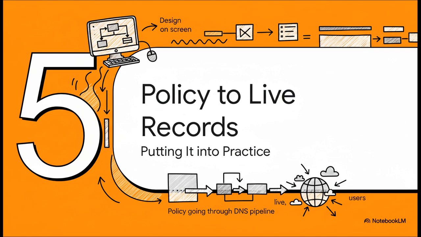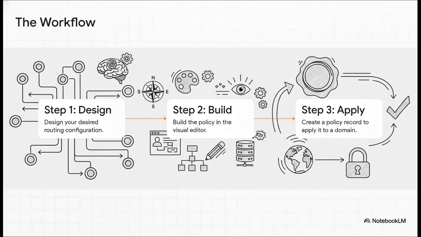Okay, so we've seen all these powerful pieces. Now let's connect the dots. Let's walk through how a policy actually goes from just a design on your screen to directing live traffic from your users. And the workflow is just beautifully straightforward. It's really just 3 steps. First, you design how you want your traffic to flow. Step 2, you build that design in the visual editor, and that's what creates your traffic policy. And finally, step 3, you create that one single traffic policy record to link the policy to your domain. And that's it. You're done.